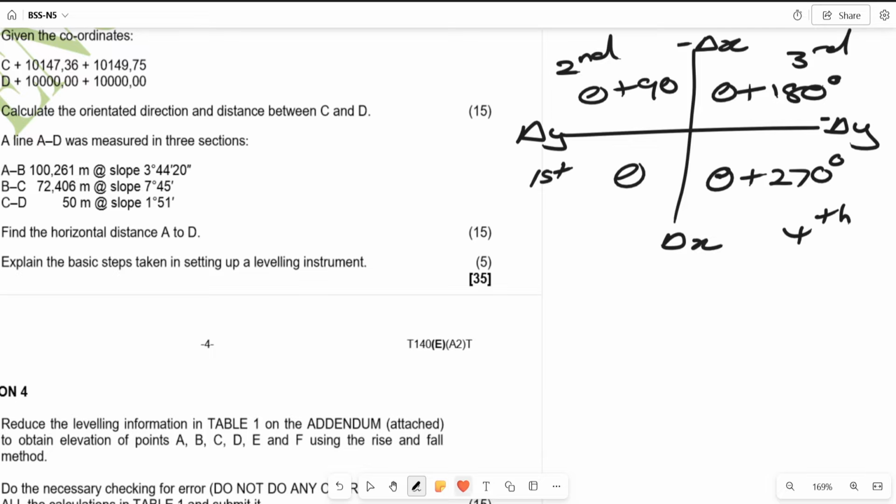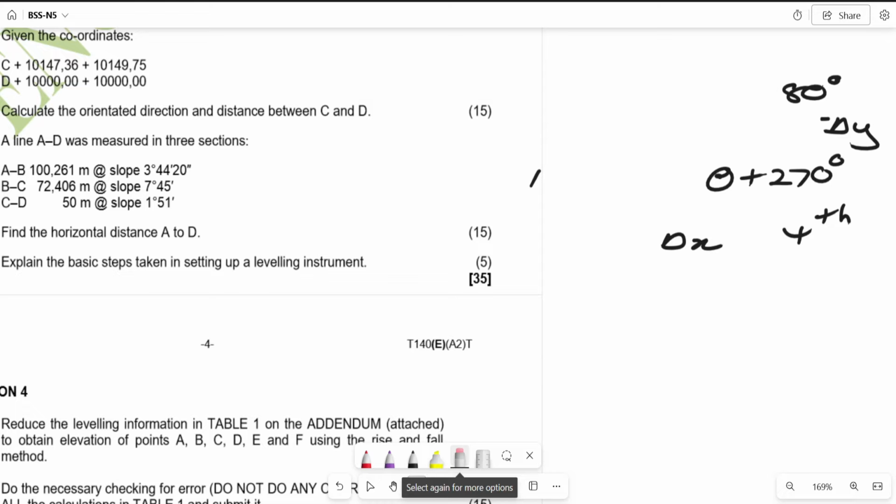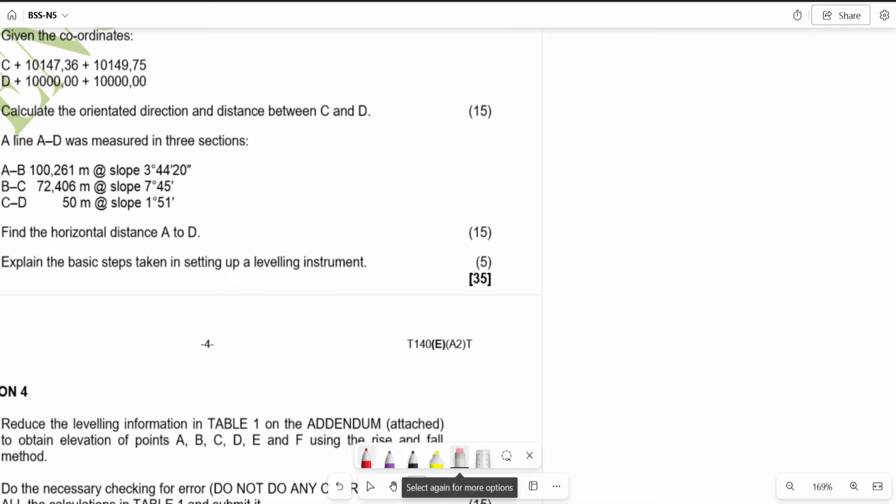Now, let me just erase this real quick and answer the question. Okay, the question is 15 marks. It's a free giveaway, 15 marks. Right. We have C and we have D. This is going to be our X and Y. This would be our X, this would be our Y, this would be X, and this would be Y.